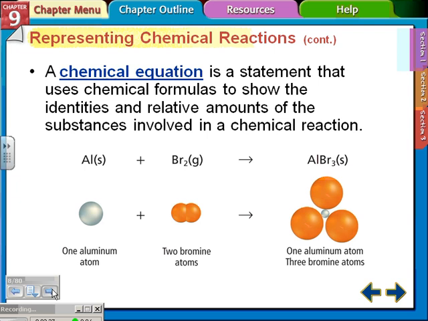Okay, so a chemical equation is a statement that uses chemical formulas to show the identities and the relative amounts of substances involved in a chemical reaction. So this is showing you that one aluminum atom reacts with two bromine atoms to produce aluminum bromide. And remember, bromine is one of the 7 diatomic molecules, so it's an atom that will never exist by itself. So bromine, you'll never see just Br in a chemical equation. You'll see Br2. And remember, the other 7 are hydrogen, nitrogen, oxygen, fluorine, chlorine, bromine, and iodine. Those are the 7 diatomic molecules.